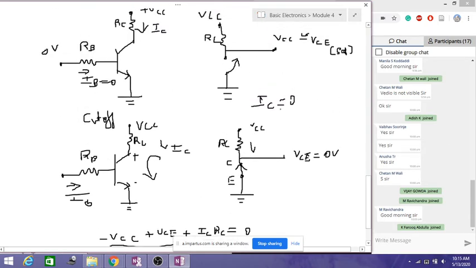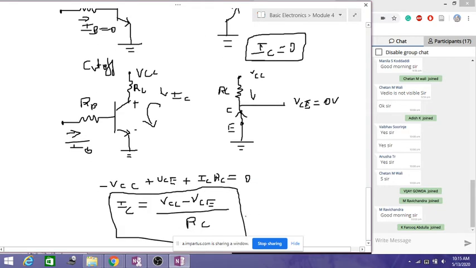So in the cutoff region, what is the value of IC? In the cutoff region, the value of IC remains 0. In the saturation region, the value of IC is VCC minus VCE divided by RC. In the cutoff region, VCE is almost 0, so then we can write this is equal to VCC by RC in short. So we can also use this because VCE is equal to 0 because of ground concept. Okay. So now this is about the analysis.